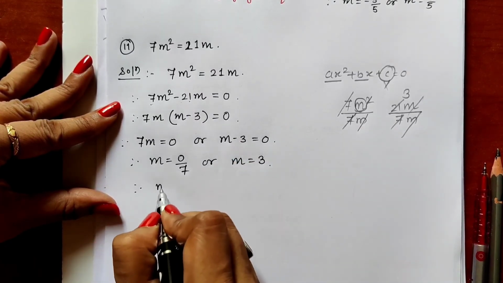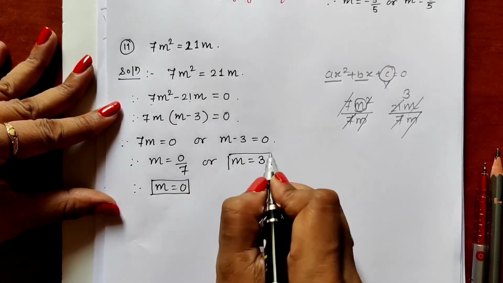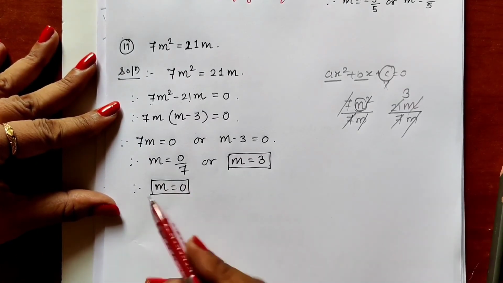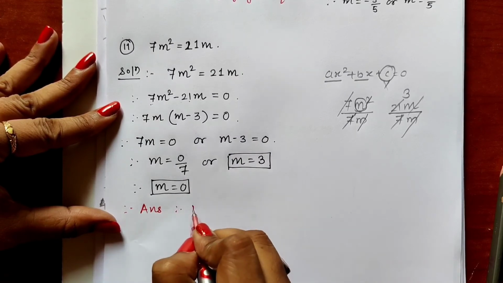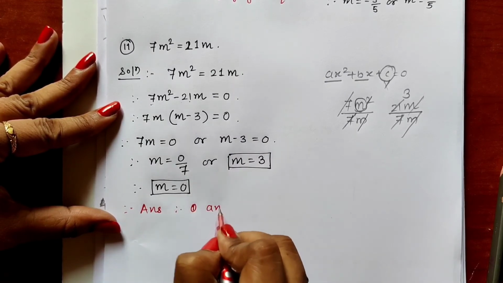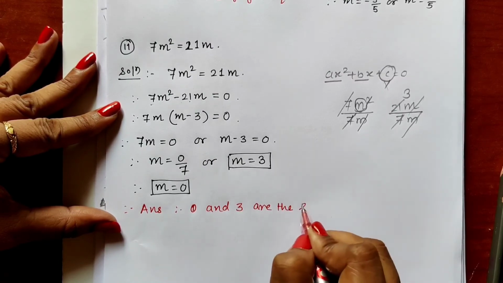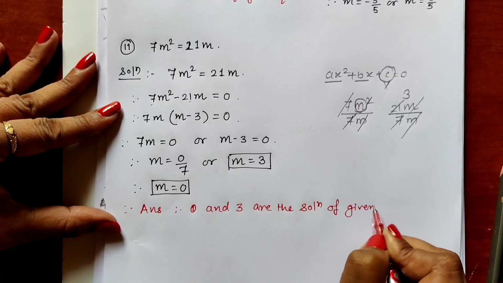So 0 upon 7 means 0. So one value of m is 0, the other value of m is 3. In this way we are getting two values of m. So easy. Therefore the answer is: 0 and 3 are the solutions of the given equation.